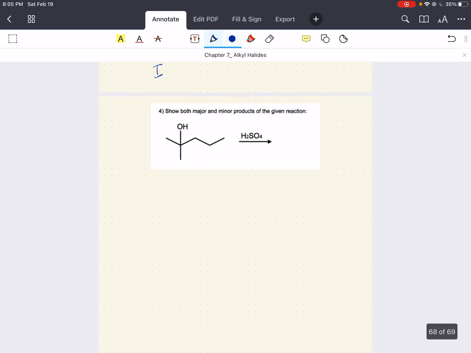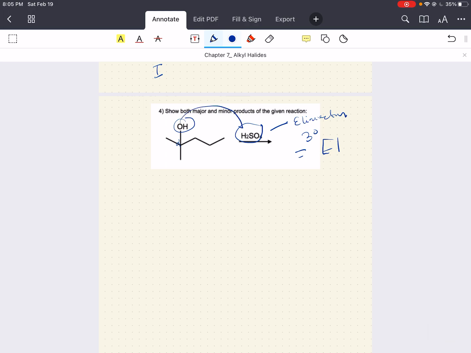Now, for this one, show both major and minor products of the given reaction. We have an alcohol group here, no more alkyl halides, and we have sulfuric acid. Sulfuric acid is going to indicate an elimination reaction here. Our alcohol group is bonded to an alpha carbon that's tertiary. So what we're dealing with here is E1.